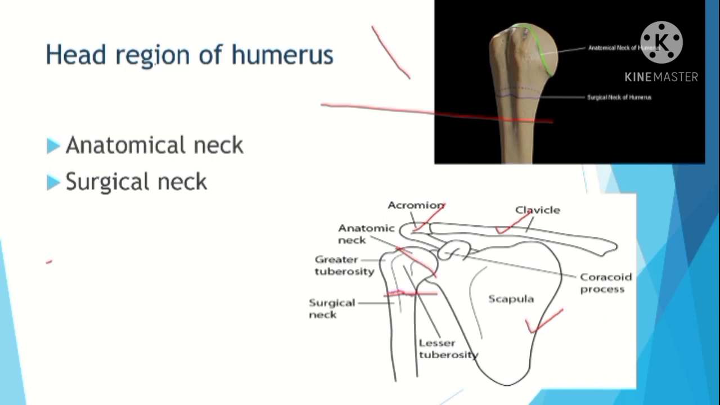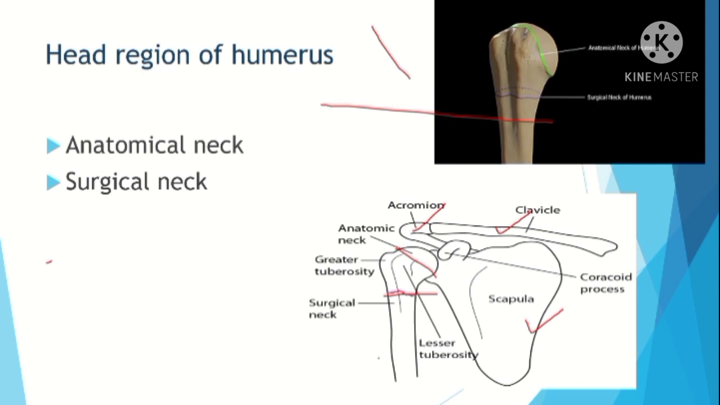So we learned about the head region. The head region has three important parts. What are they? Greater tubercle, intertubercular sulcus, lesser tubercle. We spend a lot of time on these because they are based on muscle attachment, the origin and the insertion of muscles. So let's focus on that first.